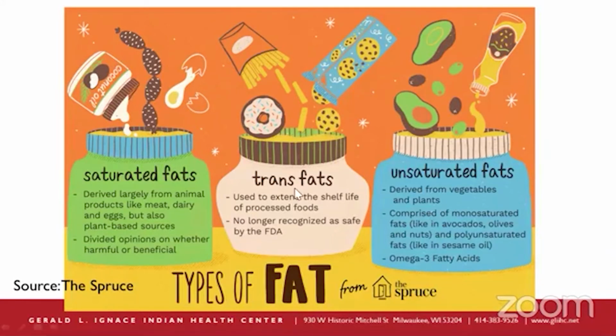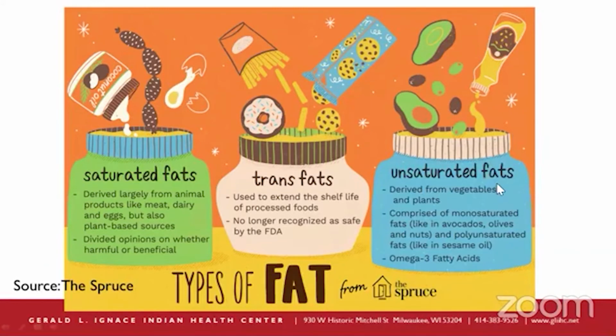And then the next fat is trans fats, which are used to extend the shelf life of processed foods and no longer recognized as safe by the FDA. And apparently over 1 or 2 grams of trans fat, even just that amount can be very detrimental or very bad for our health. And like I said before, trans fats are often found in fast food or processed foods like cookies and donuts that are sold in the grocery store to extend their shelf lives. Also, mayonnaise is a big one as well.